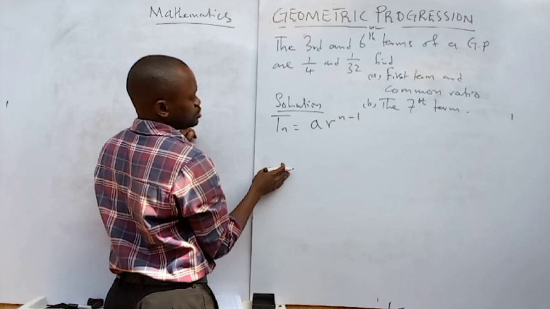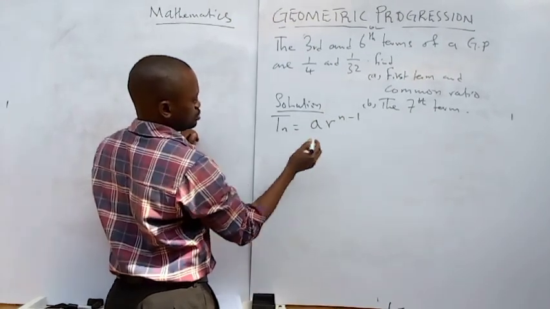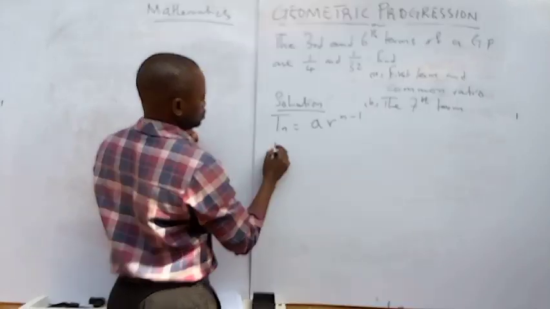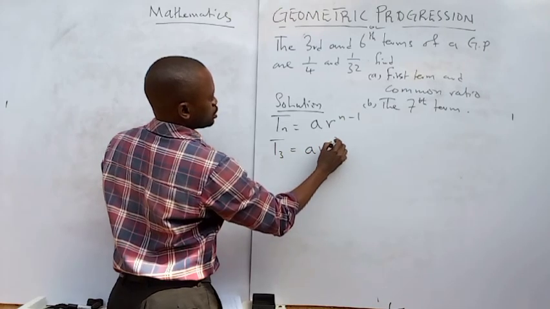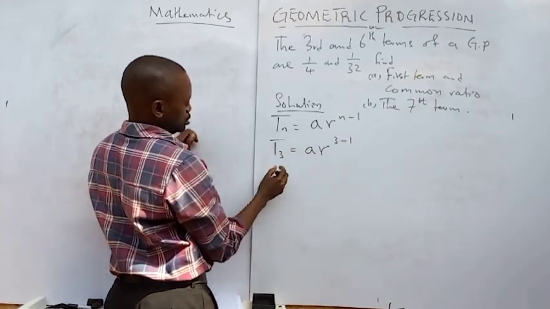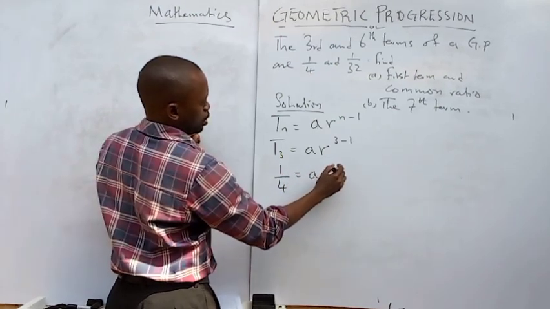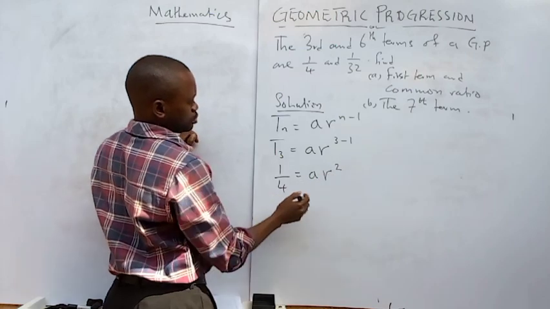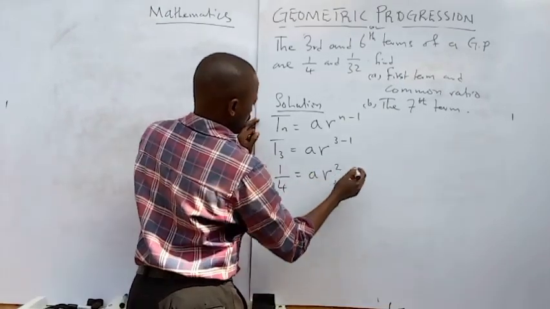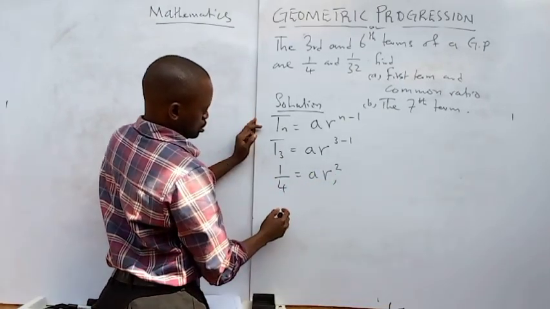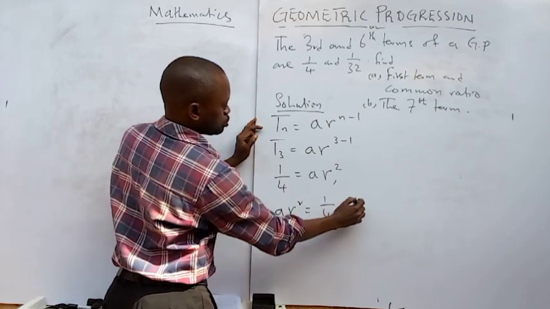So you start checking. Let's start with T3 and see what will happen. T3 is equal to ar raised to power 3 minus 1, and that T3 is 1 over 4, equal to ar raised to power 2. It looks like something is coming out here, so I can call it an equation. ar squared is equal to 1 over 4. Call it equation 1.